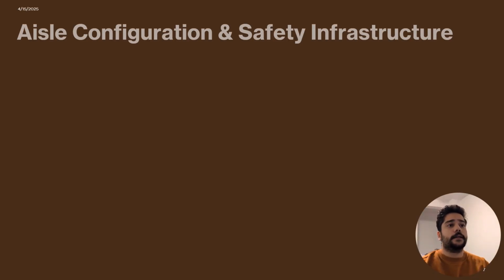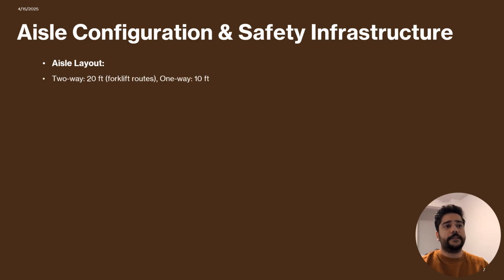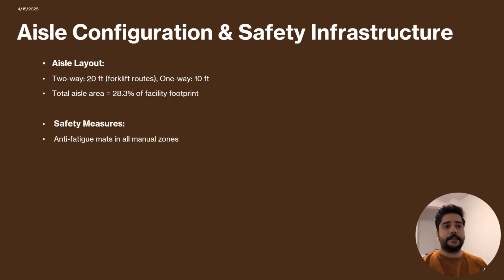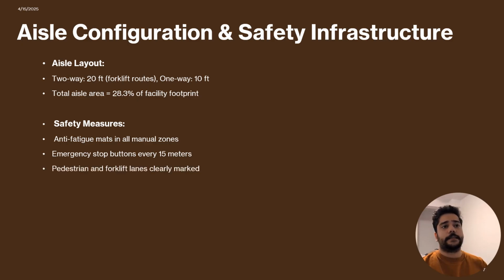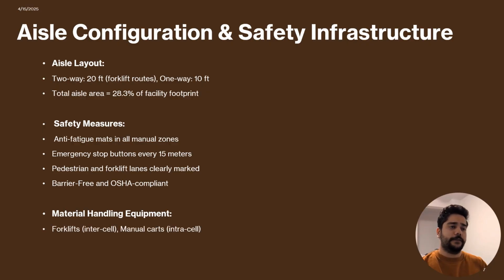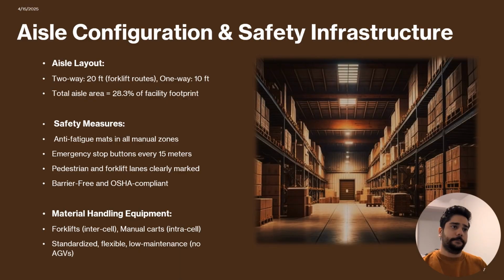Our aisle design includes two-way aisles, 20 feet wide for main roads, and one-way aisles, 10 feet wide for secondary paths. This configuration uses 28.3% of the facility footprint. Safety measures include anti-fatigue mats, emergency stop buttons every 15 meters, and clear marking for pedestrian and forklift lanes, ensuring compliance with OSHA standards.